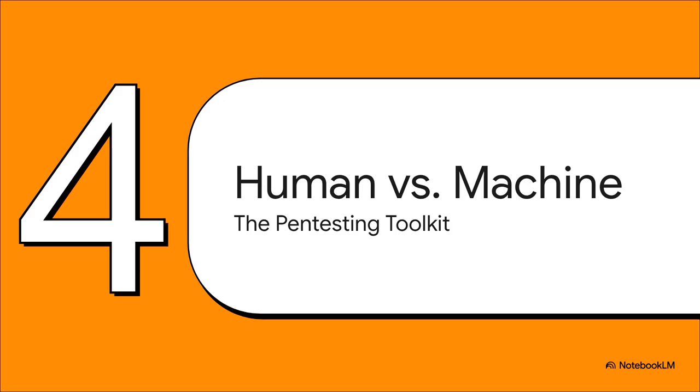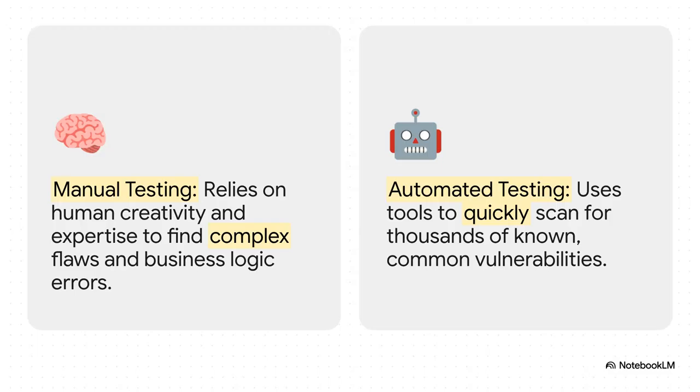But not all pen testing is created equal. The approach can really be broken down into two main categories. You can let a human mind probe the system, or you can let a machine do it. Manual pen testing relies on the creativity and expertise of a human tester who can find these complex flaws in business logic that a machine would totally miss. On the other hand, automated tools are incredibly fast. They can scan huge systems for thousands of common known vulnerabilities very quickly. The best strategies, of course, use both.